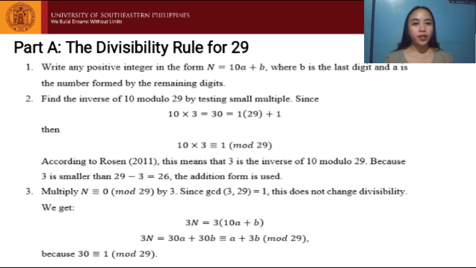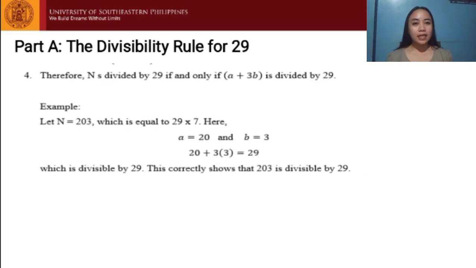Using the Euclidean algorithm, we found that this number is 3 because 10 times 3 equals 30, and 30 leaves a remainder of 1 when it is divided by 29. Since 3 is a small, manageable number, we use the addition method to build our rule. Take the last digit of the number, multiply it by 3, then add the result to the remaining digits. Keep repeating this process until you get a small enough number. If that final number can be divided evenly by 29, then the original number is also divisible by 29.